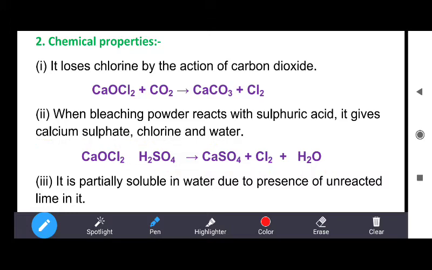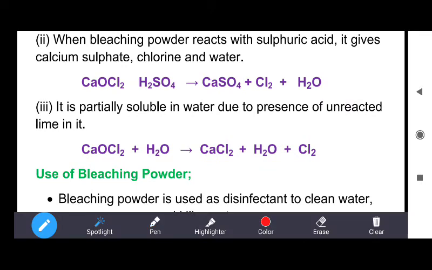Calcium combines with SO4 to form calcium sulfate. Chlorine is removed as chlorine gas and the remaining oxygen and hydrogen combine together to form a water molecule.